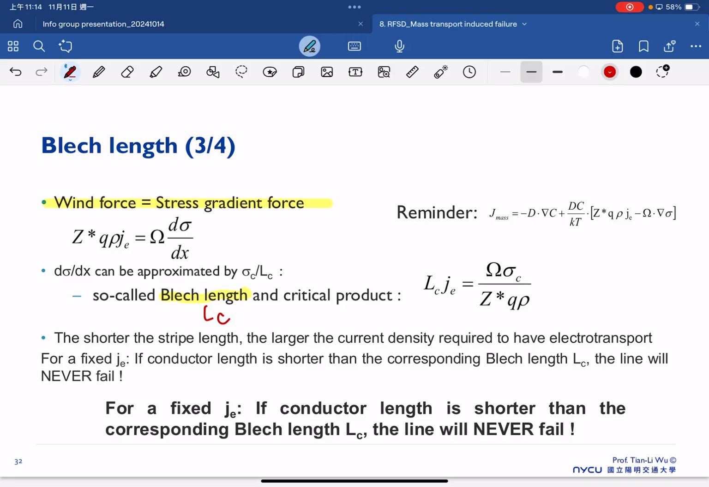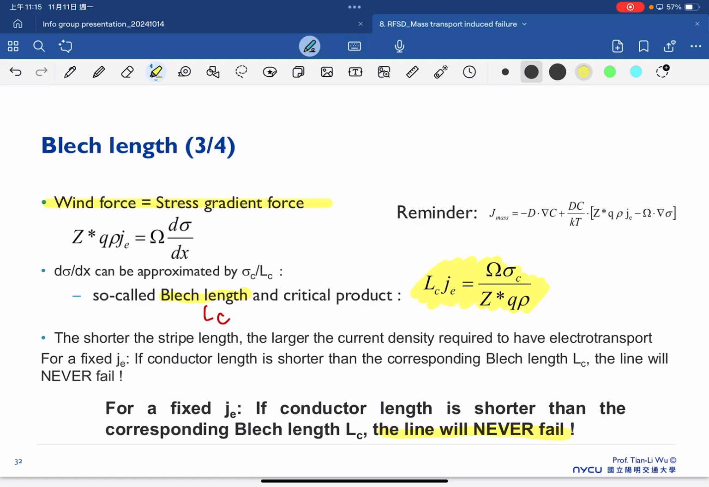And the critical product can be derived from here. So that means there's always a product between LC times the current density. This gives us a way to estimate the Blech length. That means the shorter the stripe length, the larger the current density required to have electron migration. For a fixed current density, if a conductor length is shorter than the corresponding Blech length, the line will never fail. That's another interesting conclusion, but this is only limited to relatively short lengths.